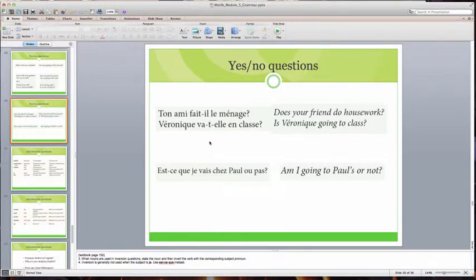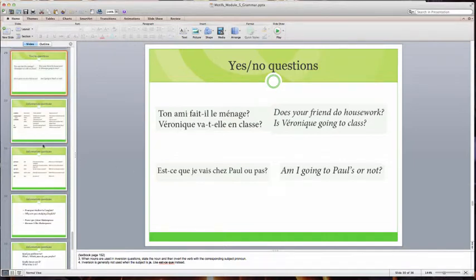Véronique va-t-elle en classe? Here we start with the friend, the name of the person. Then we have the inversion. Is Véronique going to class? We have to repeat a subject pronoun here that we don't have to do in English. The way to get around this, truly, is with using est-ce que. And really with est-ce que, or with je, we almost never invert. Est-ce que je vais chez Paul ou pas? Am I going to Paul's or not? Usually we never invert with je. The only time we ever might is with the verb pouvoir.